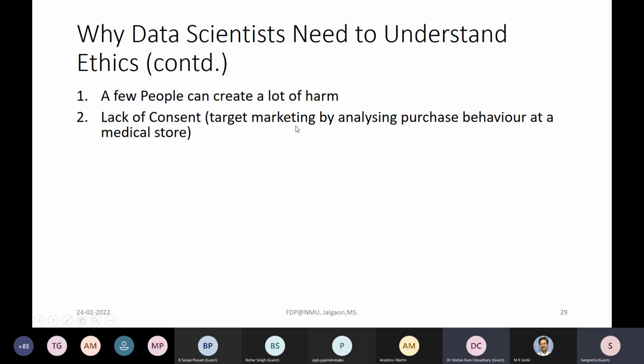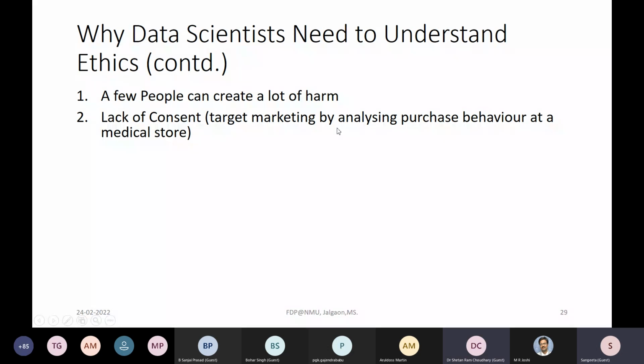Are you aware of what is target marketing? Targeting a particular group of customers, a particular group of people. Yes, you're targeting a group. Correct, very good. Now I'll give you an example. Listen very carefully. This was a case that actually happened in a medical store.